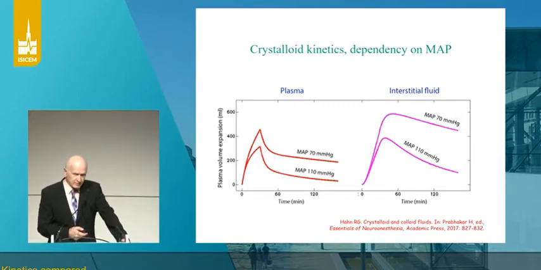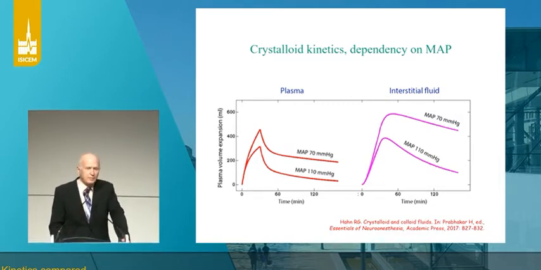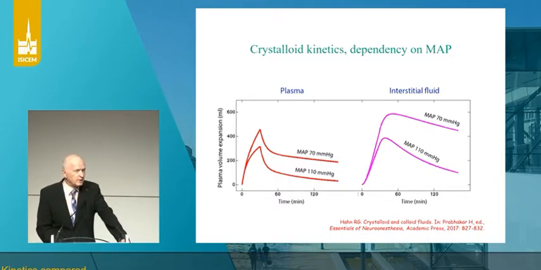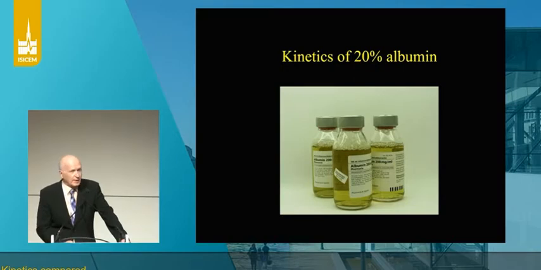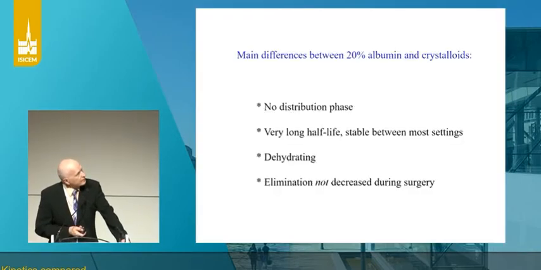So these are the basic things that we need to remember about crystalloid fluid kinetics. We have a prominent distribution phase, with a distribution half-life of 8 minutes, and then we have an elimination function that is very much dependent on the mean arterial pressure. If you compare that to albumin, we'll see the major differences here. We don't have any distribution phase at all.